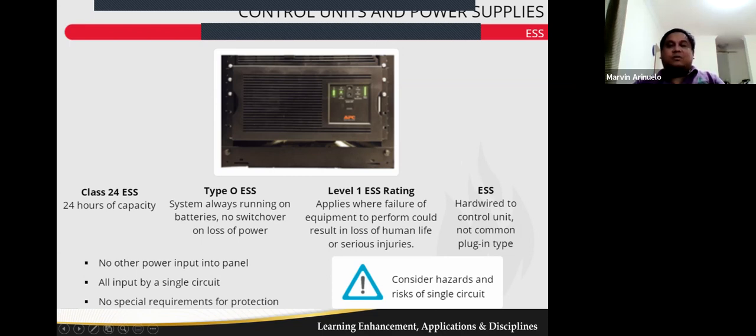A Level 1 ESS rating applies where a failure of equipment to perform could result in loss of human life or serious injury. And an ESS is hardwired to the control unit, not a common plug-in. So those are the requirements of the code. It is used on many home and small business computer systems. When an ESS is used, there is no other power input into the panel. All input is by a single circuit and there are no special requirements for protection. So with a generator, you should consider the hazards and resulting risks associated with a single circuit serving such an important role.